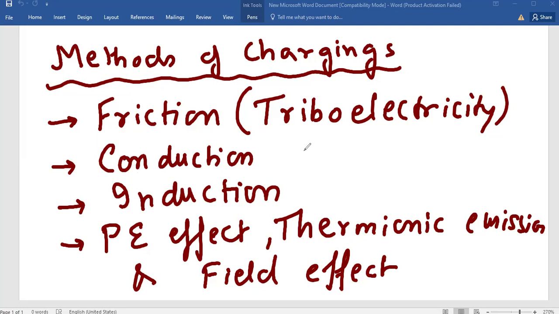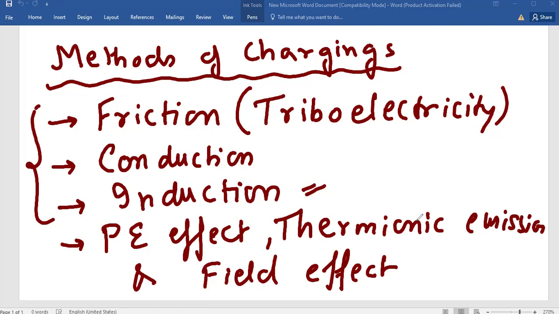In conduction, we either touch the objects together, or we make some kind of contact between them, and in this process some charging will take place. We will discuss more about it. In induction, we will not touch the objects, but we will bring them close to each other, and then induction effect will take place. So these three we will focus on.